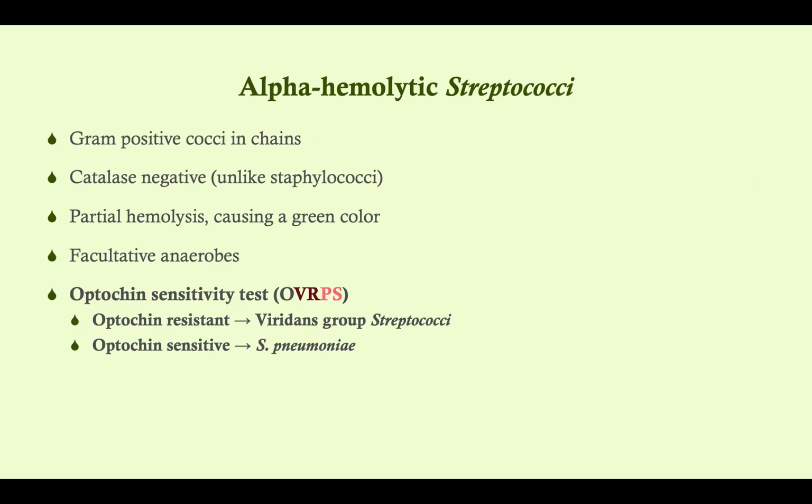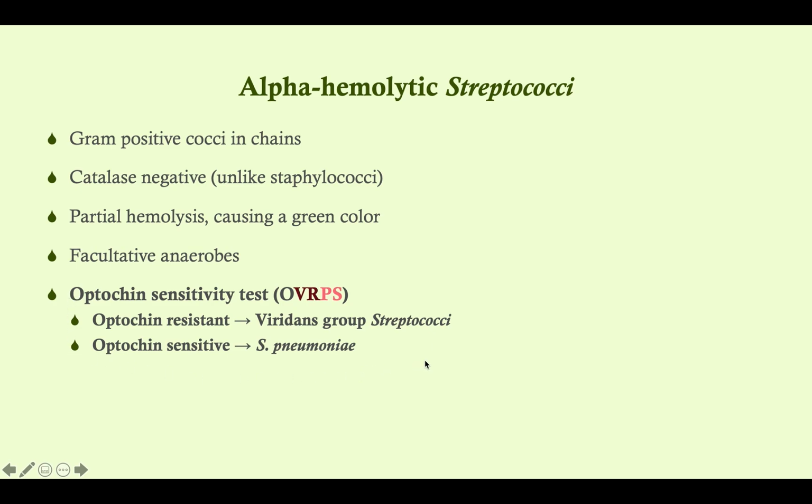So, as mentioned, alpha-hemolytic strep are gram-positive cocci in chains. They're catalase negative, unlike Staphylococcus. So, if you get catalase positive, then you know you're dealing with staph. Gram-positive cocci. Partial hemolysis causing a green color on blood agar. They are all facultative anaerobes, and then this is the big thing here, optochin sensitivity.